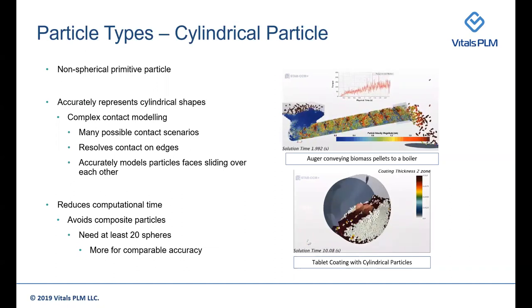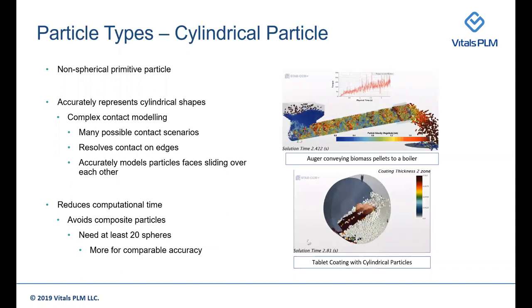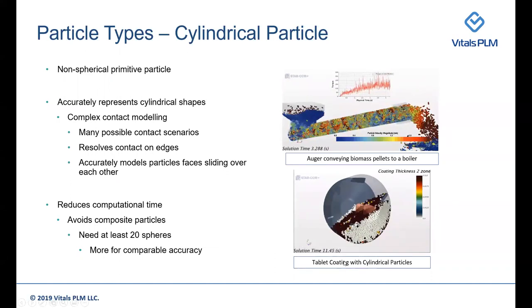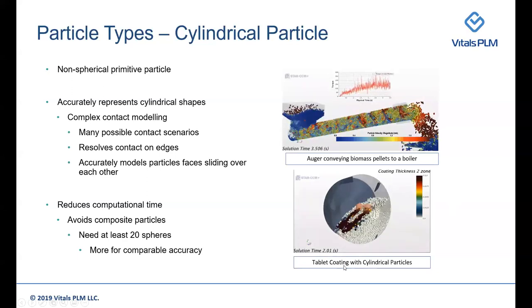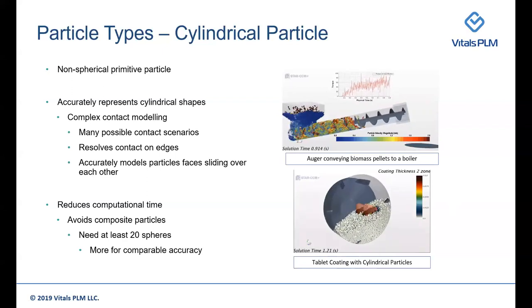So with the cylindrical particle, each cylinder can be modeled as one particle rather than a representation of 20 spheres, which is the case with a composite particle. Here we see the bottom example, the tablet coating, where the tablet is more or less a cylinder with a high diameter to height ratio, whereas in the top example, the cylinder has a low diameter to height ratio.